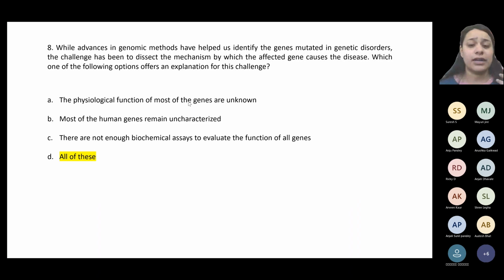Again, as I said, anybody who has actually gone through all of Sir's video lectures will know this has been picked from one of his slides, right? As it is, it has been picked from there. So these are the challenges that are ahead of us, because of which we have not been able to dissect the mechanism by which affected genes cause the disease. This is still a very difficult question to answer because of these huge challenges. So we, as basic biologists, are researching just to answer such questions.